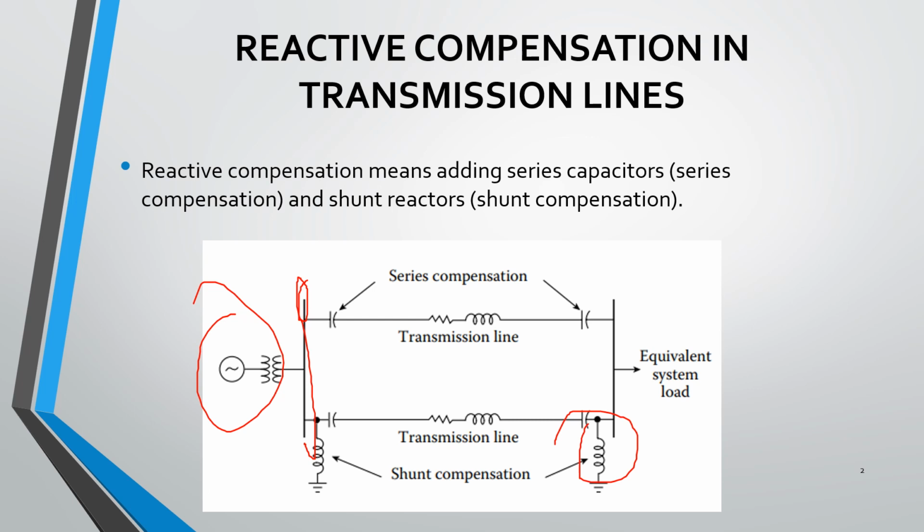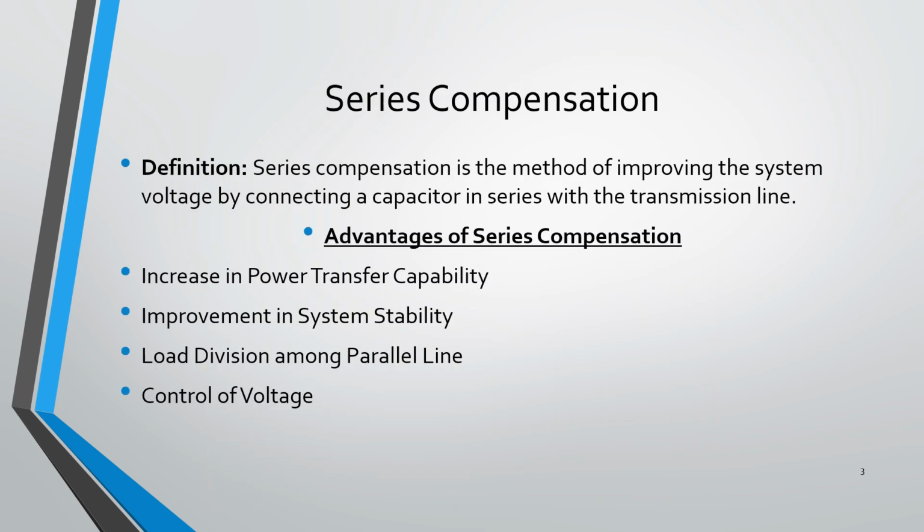So move to the next slide to discuss series compensation. Series compensation we can define as the method of improving the system voltage by connecting a capacitor in series with the transmission line. This is the most simple definition you can get. In other words, in series compensation, reactive power is inserted in series with the transmission line for improving the impedance of the system. Side by side, it improves the power transfer capability of the line, and it is mostly used in extra and ultra high voltage lines.